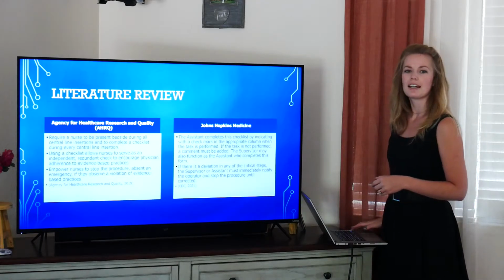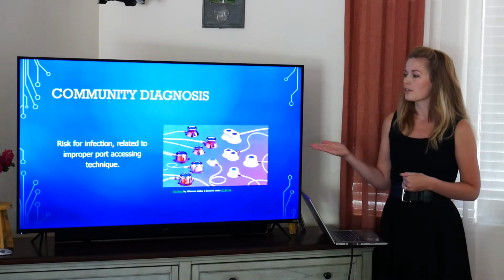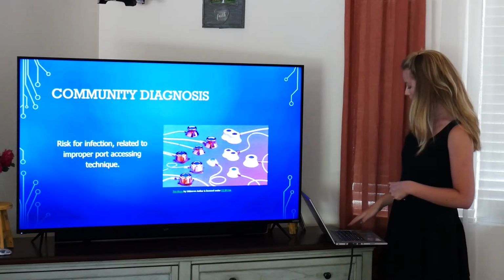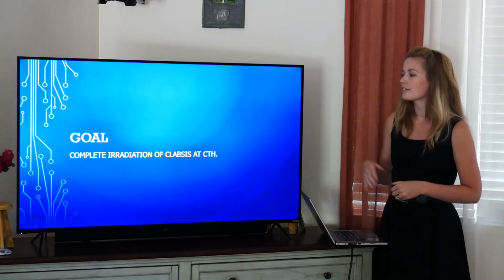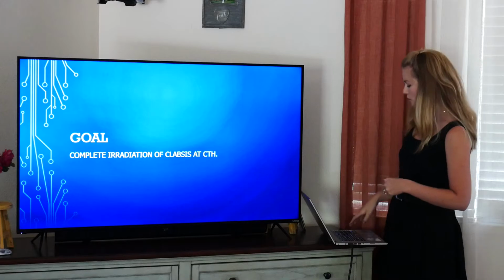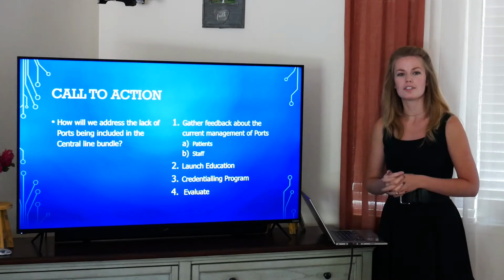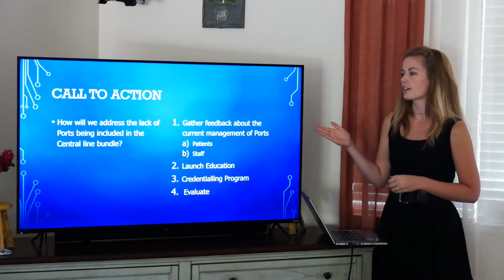With all of this being said, I've developed the following community diagnosis. This is risk for infection related to improper port accessing technique. Our goal would be complete eradication of CLABSIs at Carson Tahoe Hospital. In order to achieve this goal, we're going to add ports into the vascular access team's protocol. We're going to answer this call to action.